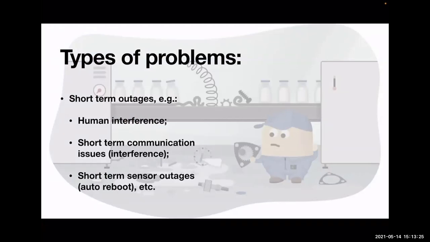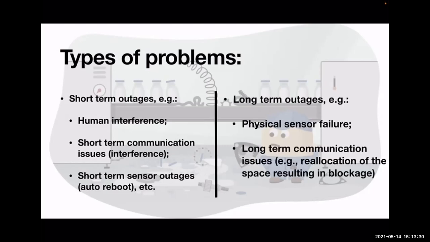And we could also talk about long-term outages, like a physical sensor failing, like a sensor simply breaking because it fell off of a machine that moved around. Then we can even have long-term communication issues, for example, because of a relocation of the space inside of the factory, and then suddenly the communication is not reliable anymore. So how to deal with those issues?